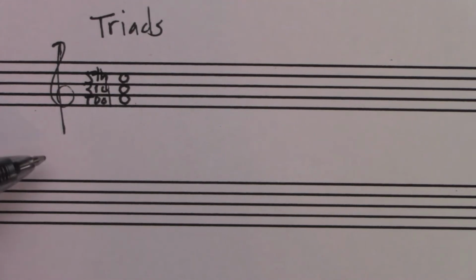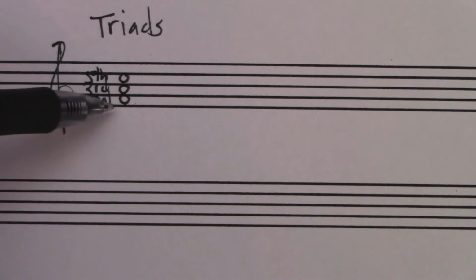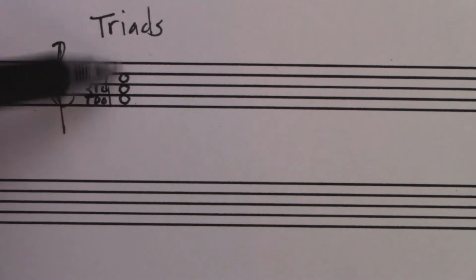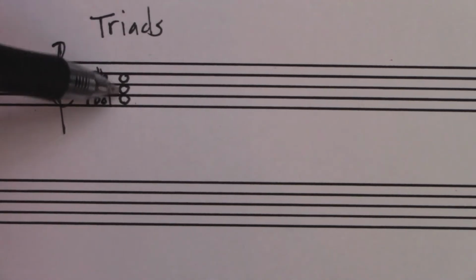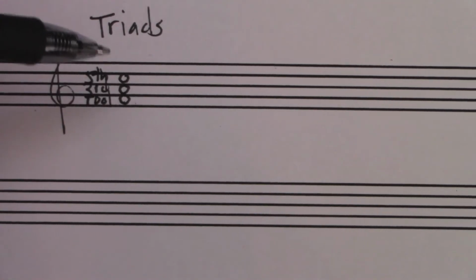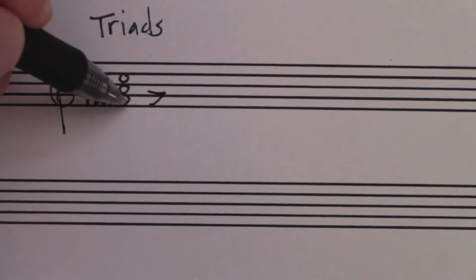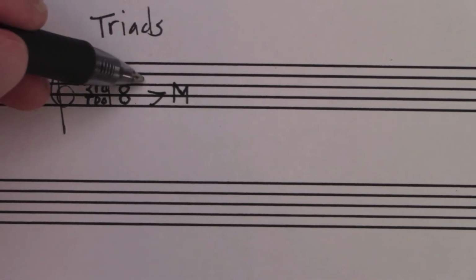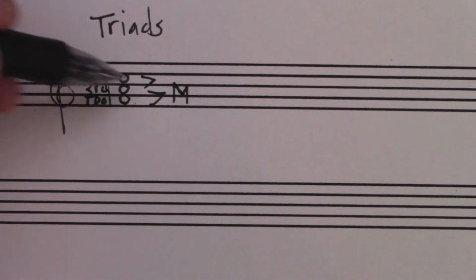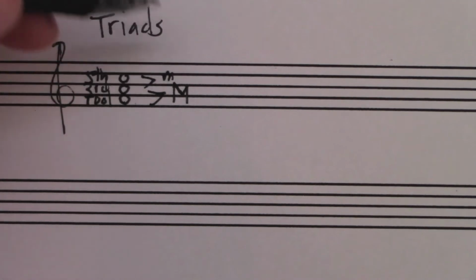Now, there are four basic types of triads, and the way we decide that is by what kind of thirds are used. And it's really pretty straightforward because we're only able to use major or minor thirds. So for example, from F to A, is that a major third or a minor third? F to A is a major third. A to C is what? A major or a minor third? A to C is a minor third.